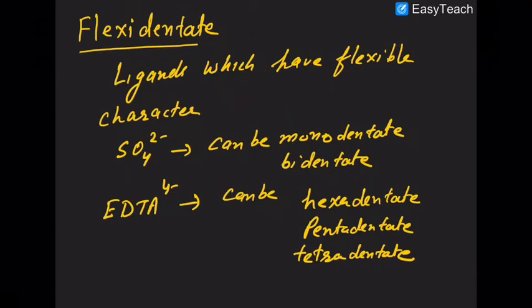And in the last you have flexidentate. What are flexidentate? Ligands which have flexible character. Like sulfate, it can be a bidentate ligand, it can be a monodentate ligand. It means it can lose one pair of electrons or two pairs of electrons. Similarly, EDTA 4 negative. The ligand can be hexadentate, pentadentate and tetradentate, depending upon the vacant orbitals available in the central metal atom.